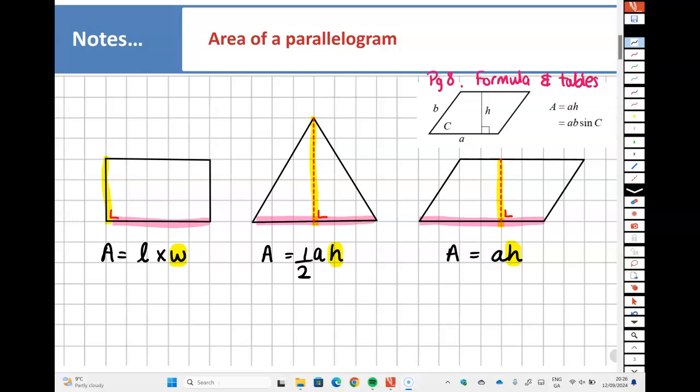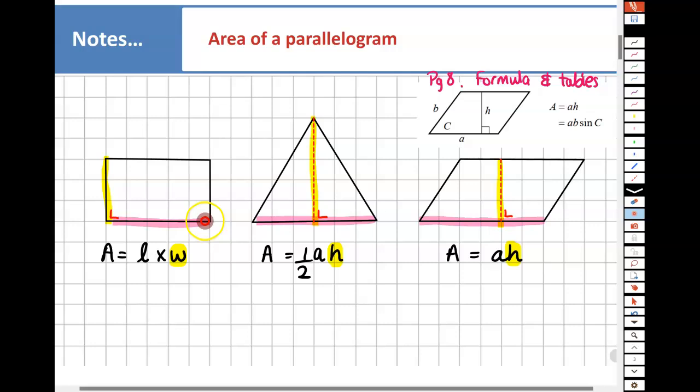Okay, so the next thing we're going to look at is the area of a parallelogram. So we've already looked at the rectangle and the triangle, and the parallelogram is just moving on from this, okay? And in each of them, without kind of realizing it, we're multiplying two dimensions, and it's always the base by the perpendicular height. But if we look here in the rectangle, we don't call it that.